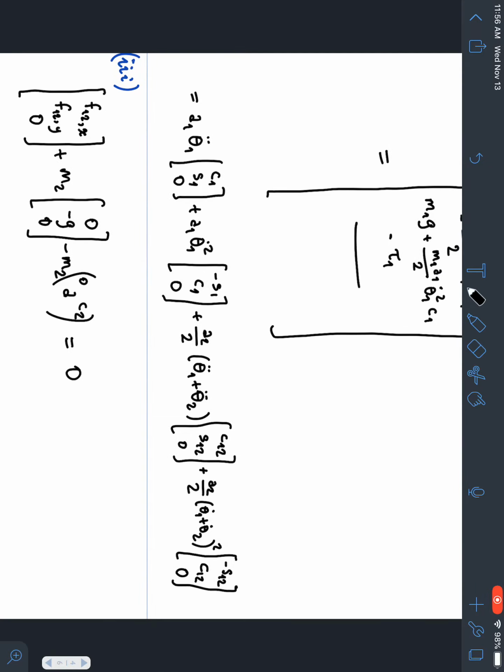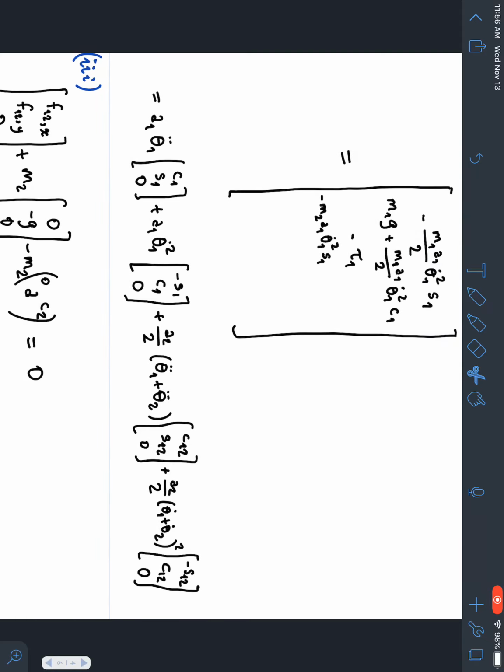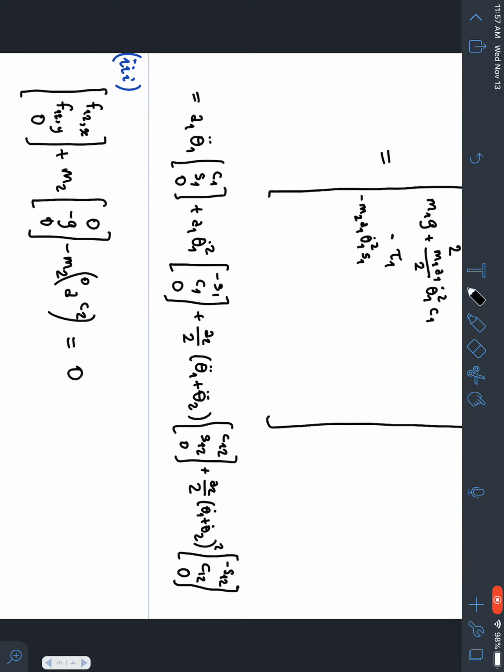The first equation tells me it looks like minus m2 a1 theta 1 dot squared sine of theta 1. I will need to move this a little bit to the right. Then I have minus m2 times a2 over 2 theta 1 dot plus theta 2 dot squared times sine of theta 1 plus theta 2.